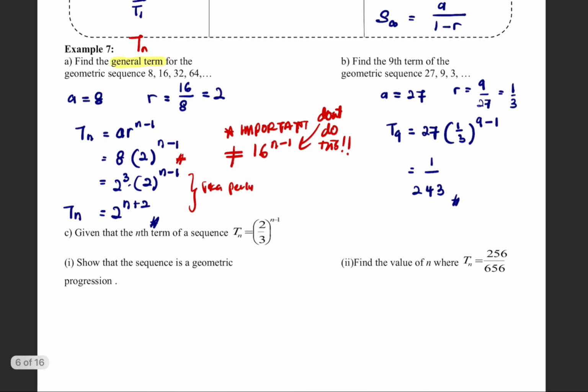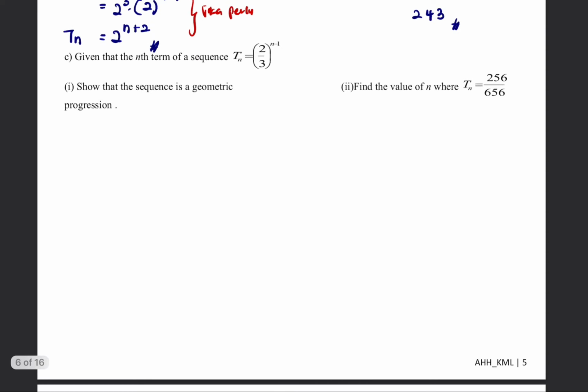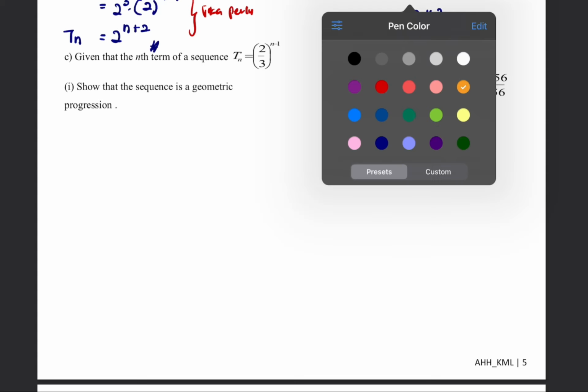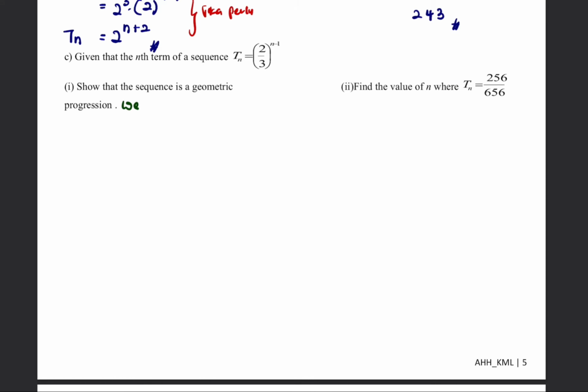Macam ni. This thing, 16 divided by 8, kita dapat 2. 32 divided by 16, kita dapat 2. 64 divided by 32, kita dapat 2. Okay. So, ada constant dekat setiap division kita dekat situ. So, we know, okay, geometric progression dekat sini. Geometric progression, apa yang kita tahu? We know that our R is equals to Tn plus 1 over dengan Tn. The next term divided by the previous term, we will get a constant.